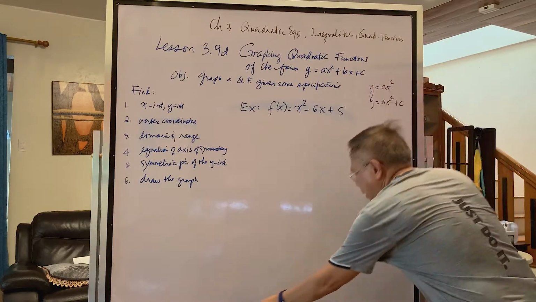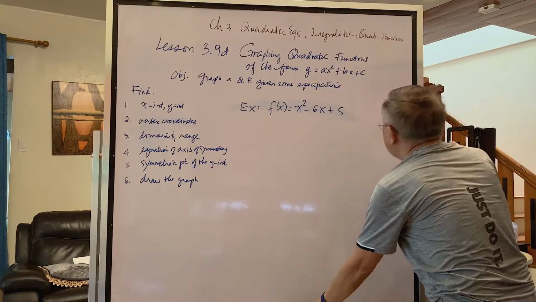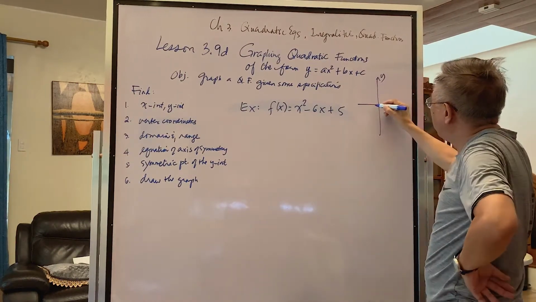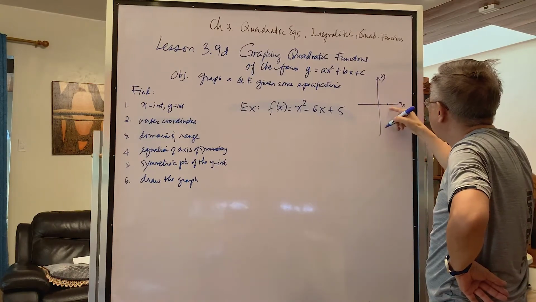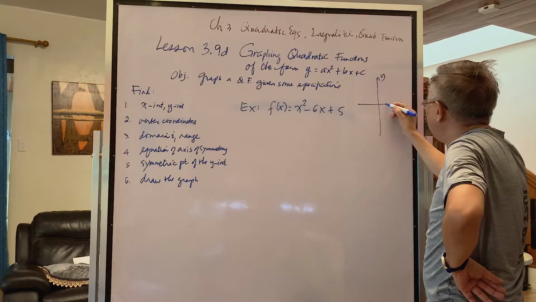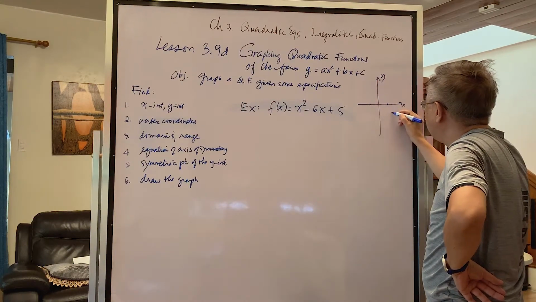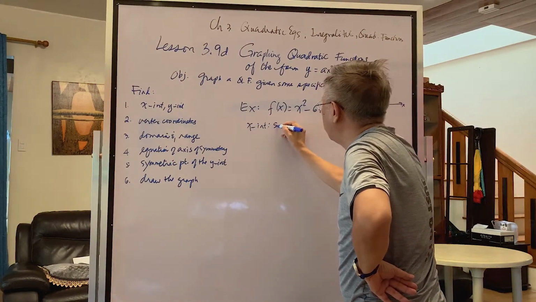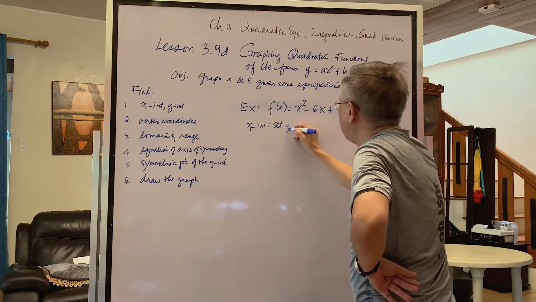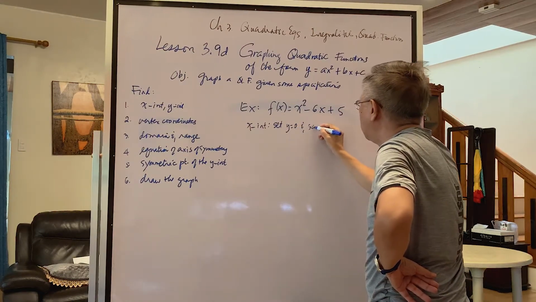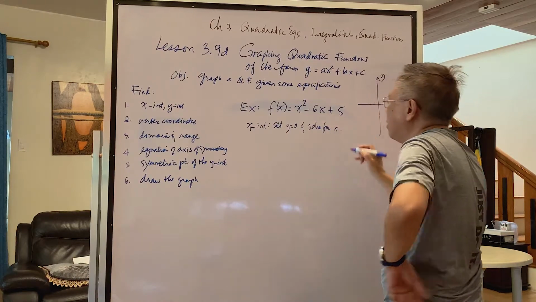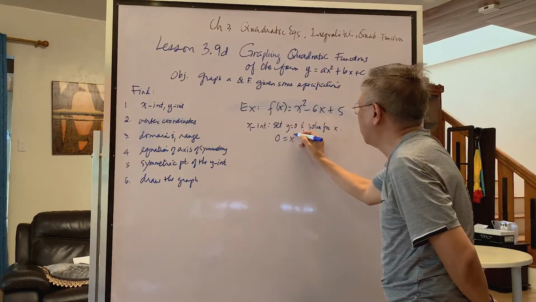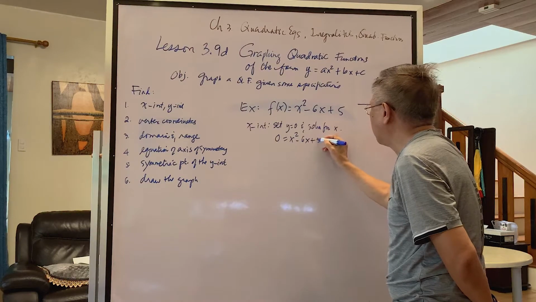When we mean the x-intercept, if we have here the x and y axis, x-intercept would mean that y will be 0. At the x-intercept, y is 0 because it's where your graph will cross the x-axis. So, to get the x-intercept, we are going to set y to 0 and solve for x. If we set y to 0, this becomes 0 equals x squared minus 6x plus 5.